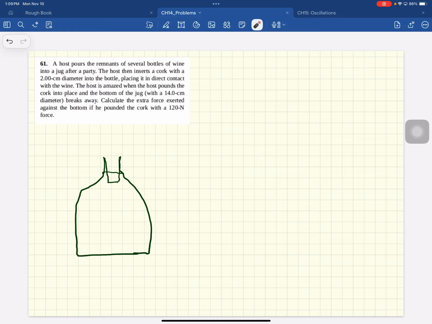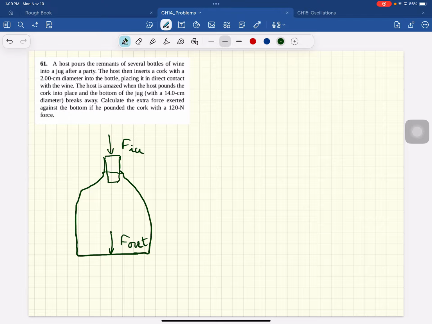And again, you apply a force here. It's a small area. This is a large area. What you get is the output force here. So the input force and the output force. You increase the pressure at this point by F in divided by area in, and you get the same pressure increase at that point. Just like in the hydraulic press.